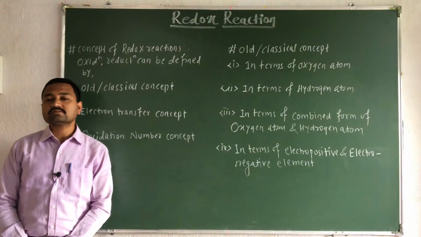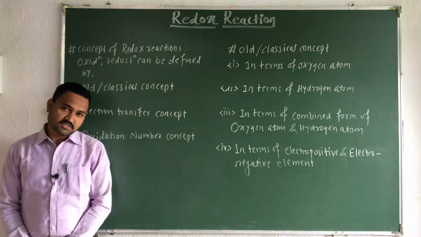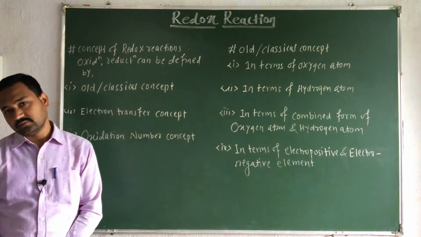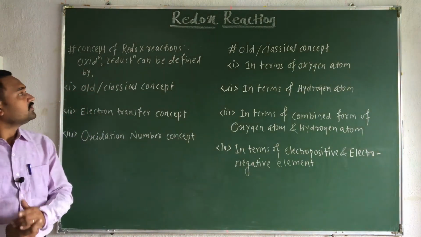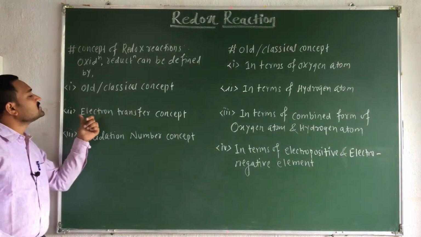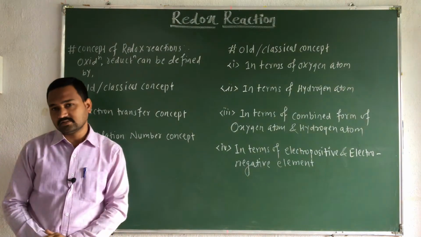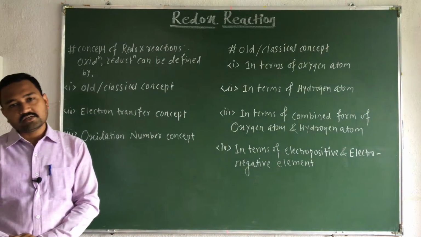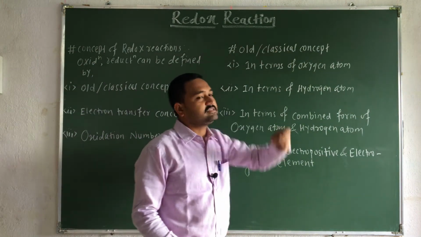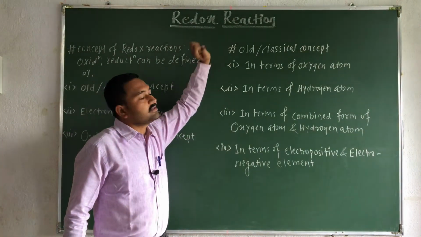In the previous lecture you have studied that the oxidation and reduction reactions can be defined using three different concepts. Which are the three different concepts? First is the old and classical concept, second is the electron transfer concept, third is the oxidation number concept. In today's lecture we are going to start with the important part, that is the old and classical concept of oxidation and reduction.